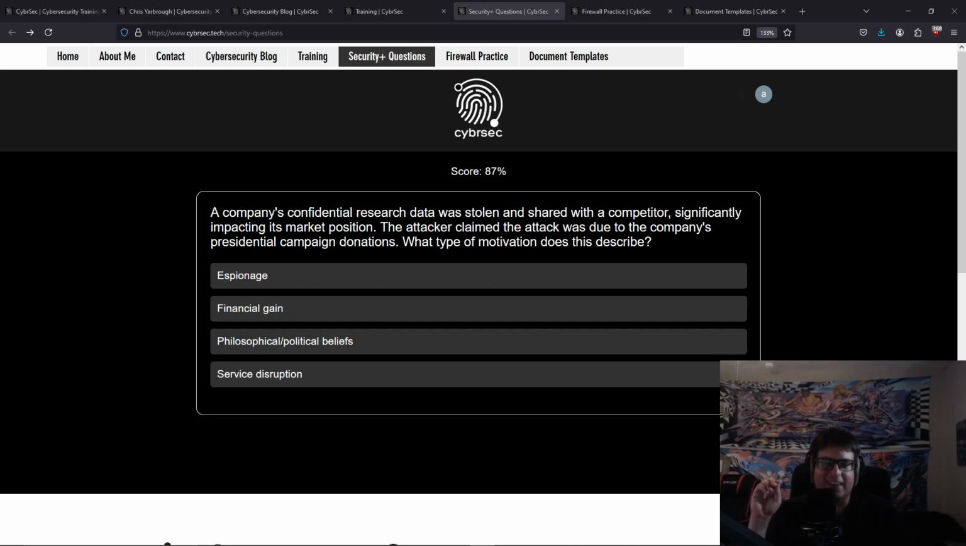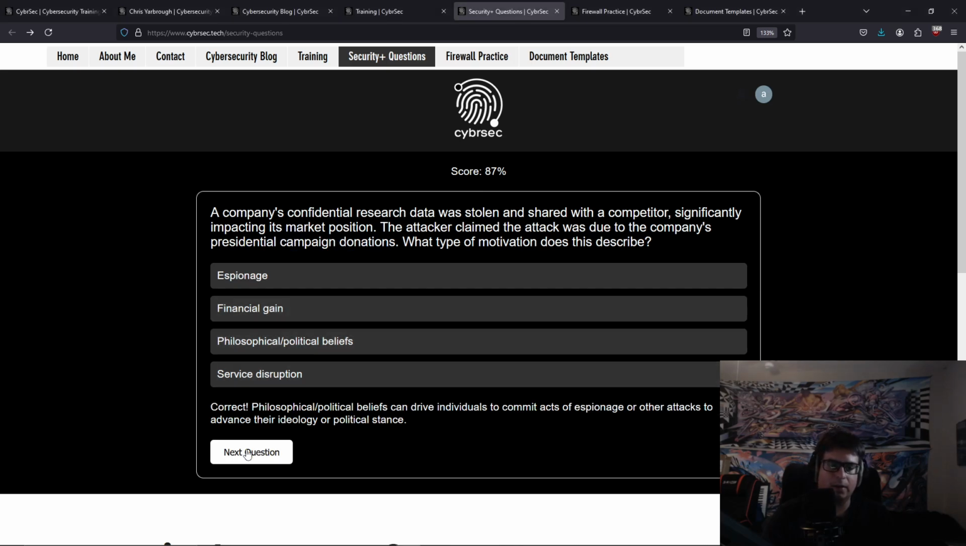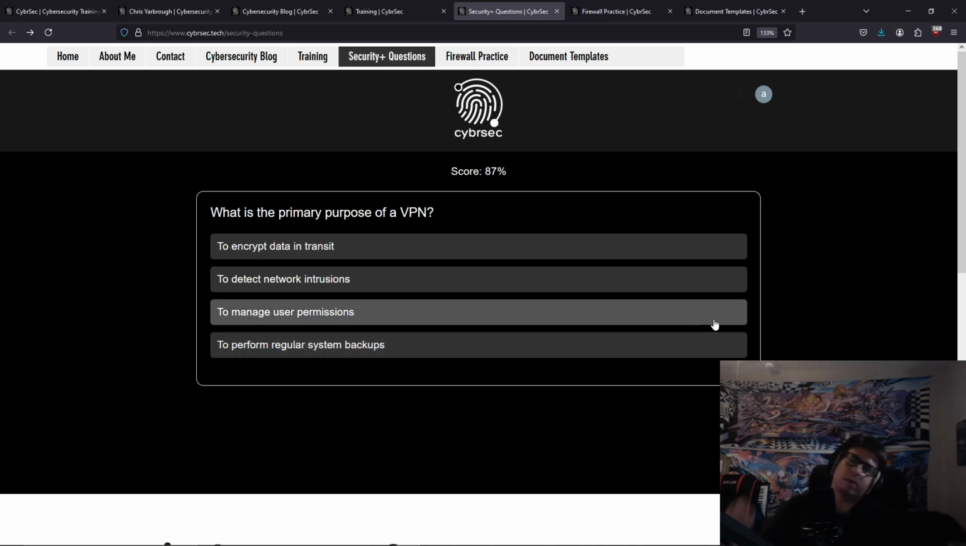A company's confidential research data was stolen and shared with a competitor, significantly impacting its market position. The attacker claimed the attack was due to the company's presidential campaign donations. What type of motivation does this describe? Because it's presidential campaign donations, it is political beliefs. Correct. What is the primary purpose of a VPN? To encrypt data in transit.